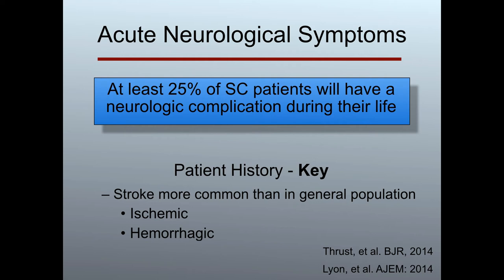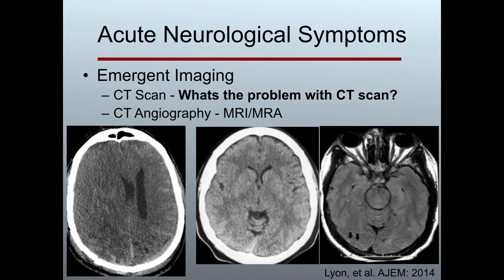It is much more common for a sickle cell patient to have either one of those. You may just think that it's ischemic, but hemorrhagic is also common because of that vasculopathy we talked about. And what's the problem with just doing your normal workup for stroke?